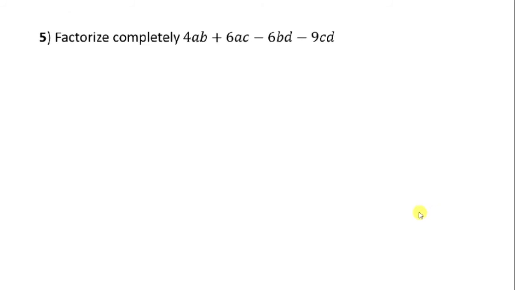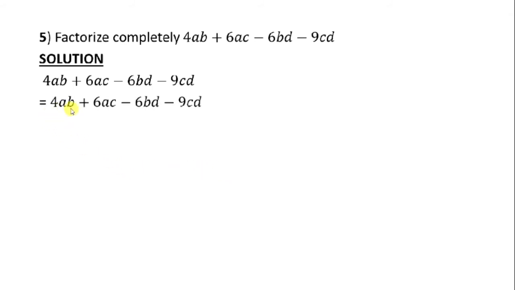Question 5 is saying factorize completely 4ab plus 6ac minus 6bd minus 9cd. So we are going to factorize by grouping terms. We'll start with 4ab plus 6ac. What is common between 4 and 6? We have 2. A and A is common. So we'll factorize 2a. What is common between negative 6 and negative 9? A negative 3. And D is common. So we'll factorize a negative 3d.